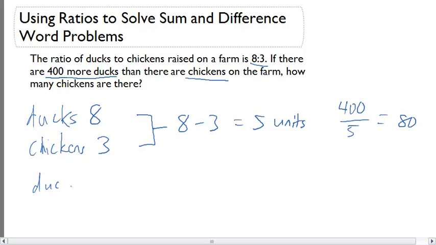For my new ratio, therefore, my ducks is going to be 8 times 80, which is 640. My chickens is going to be 3 times 80, which is 240.